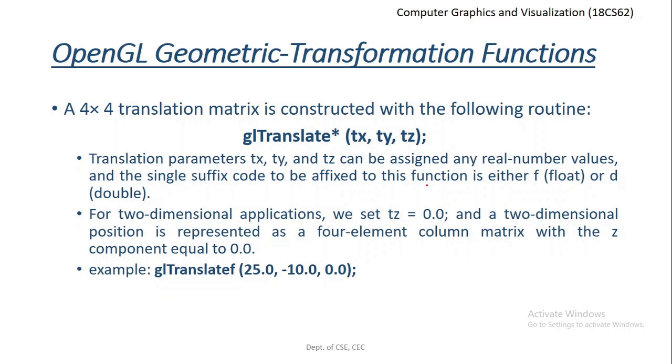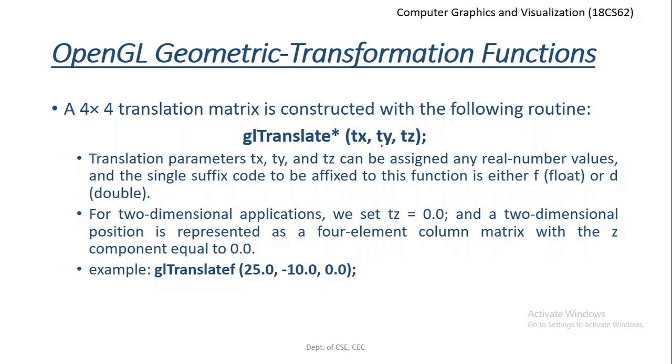A 4x4 translation matrix is constructed with the following routine. The name of the function is glTranslate followed by a suffix, and it accepts three parameters. What are these three parameters? Tx, Ty and Tz. Now in place of the suffix, we can replace it with f or d. F stands for floating point data type and d stands for double. And it accepts three parameters, Tx, Ty and Tz, which are the translation parameters along the x-axis, the y-axis and the z-axis. Now this Tx, Ty and Tz can be assigned any real number values.